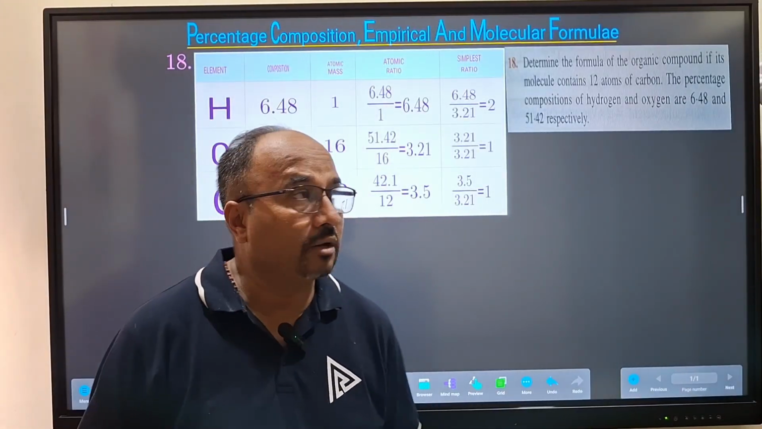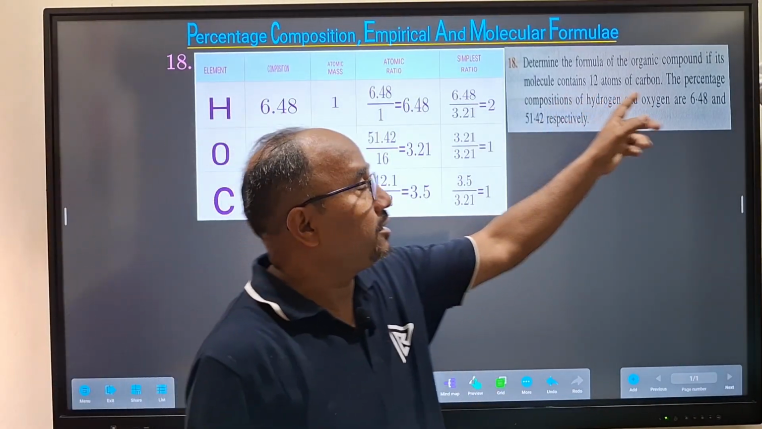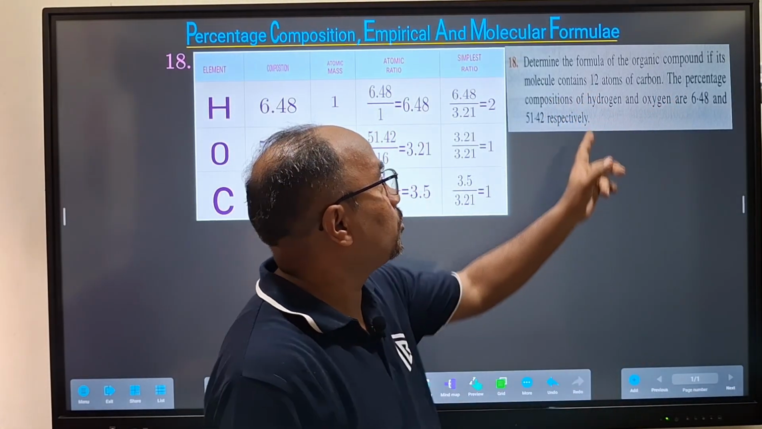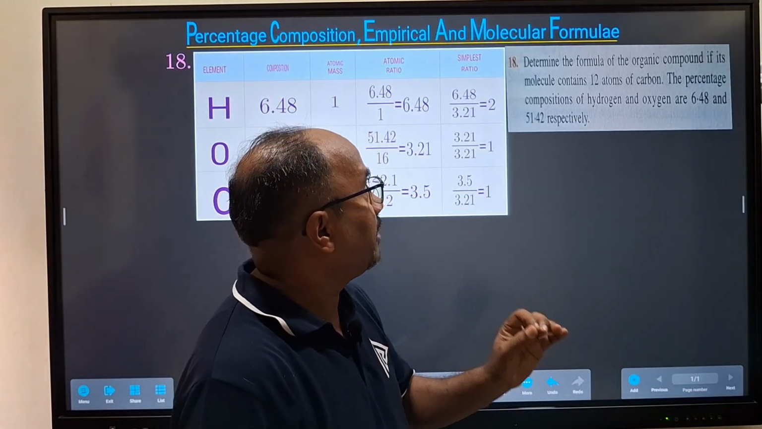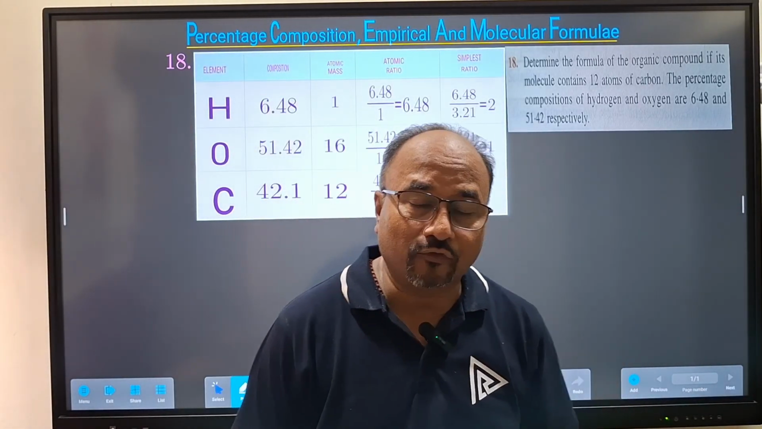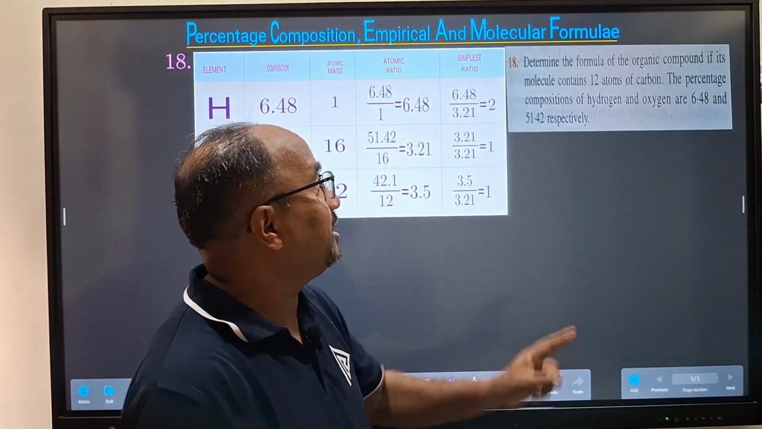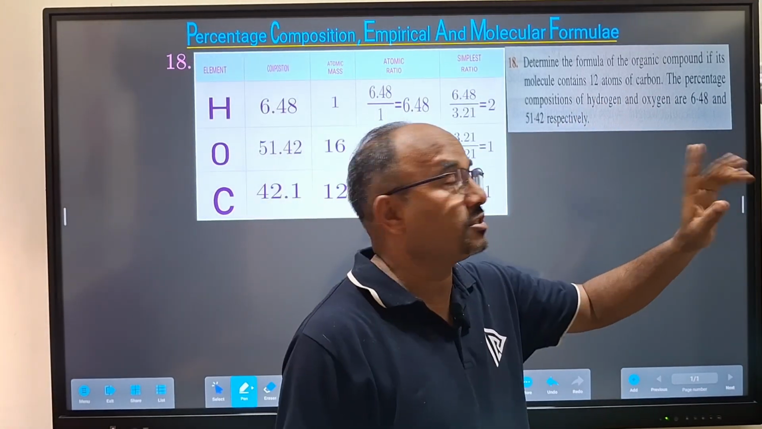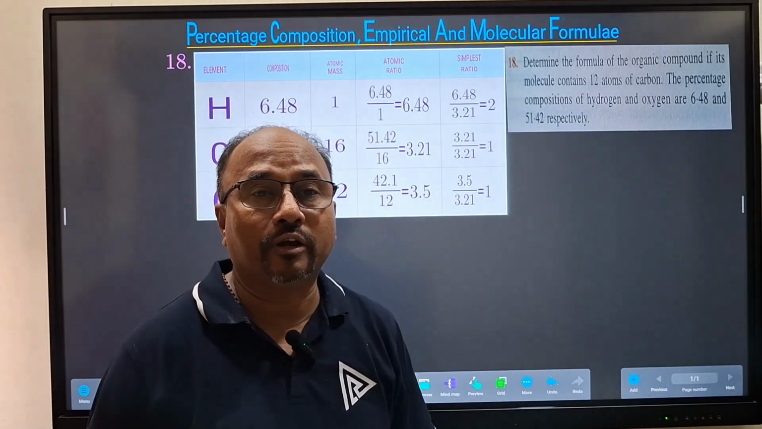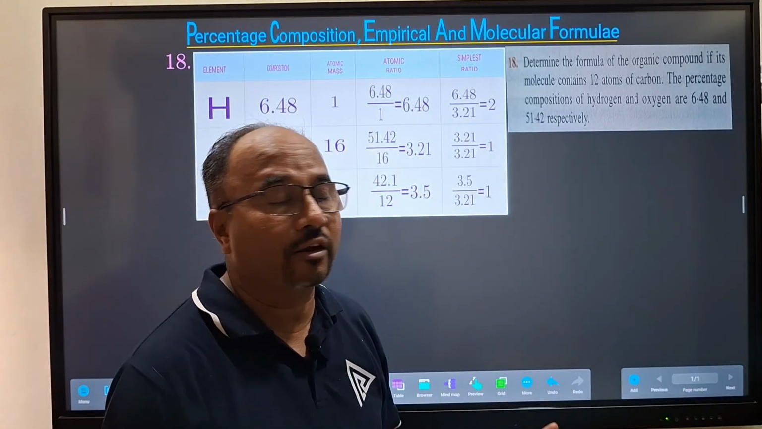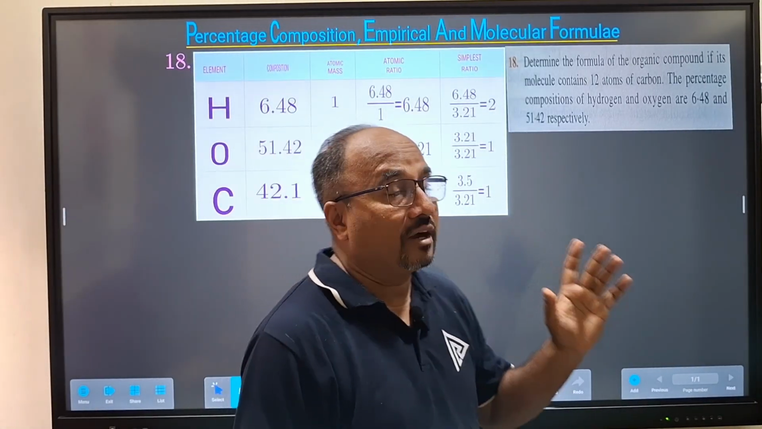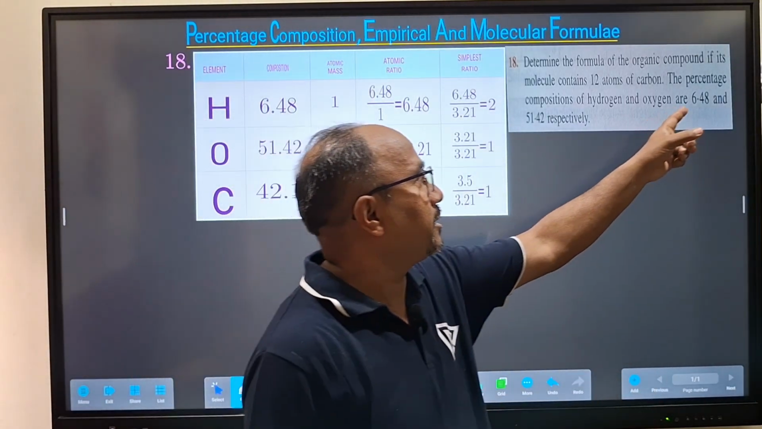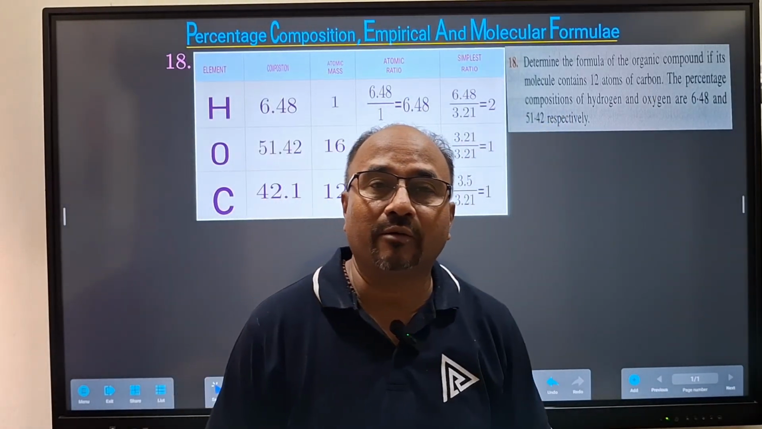Now coming to question number 18. Determine the formula of an organic compound if its molecule contains 12 atoms of carbon. So we have to get the molecular formula, and carbon should be 12. The percentage composition of hydrogen and oxygen are 6.48 and 51.42. So we will have to find out the percentage of carbon, as we have done in the earlier numericals: 100 minus 6.48 minus 51.42.